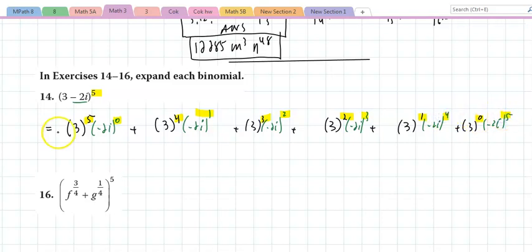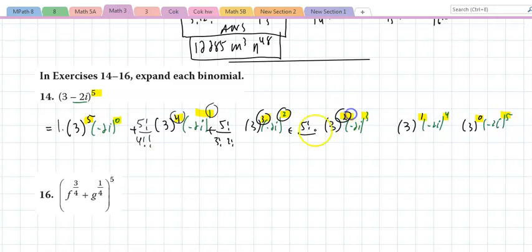And that would be a 1. Here, I would have a 5 factorial over 4 factorial 1 factorial. Here, I would have a 5 factorial over 3 factorial 2 factorial, 5 factorial over 2 factorial 3 factorial, and 5 factorial over 1 factorial 4 factorial. Those should be backwards, but it's multiplication, and this is a 1.